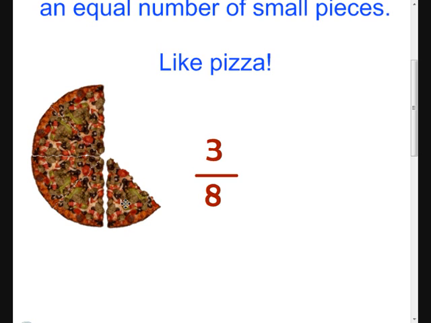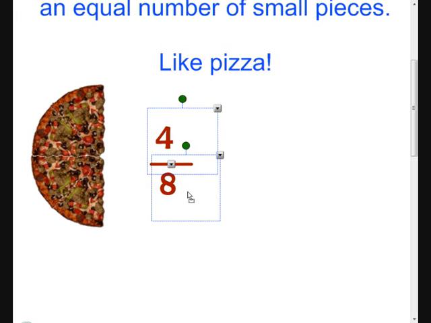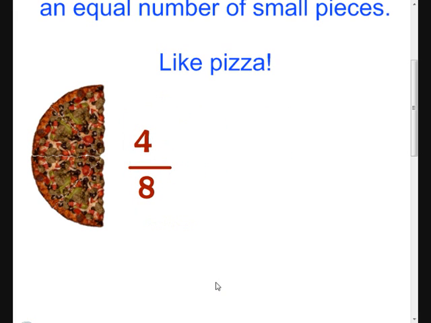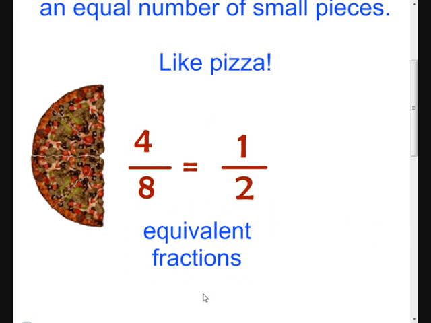Now if somebody came along and just grabbed one more piece, that would change this fraction. The top number would now change into 4. Now we are talking about 4/8 of the pizza that has been eaten. But looking carefully, you can see that also is 1/2 of the pizza. How can that be? Well, the two fractions are equal. They're what we call equivalent fractions. Two different fractions that represent the same proportion of the object.